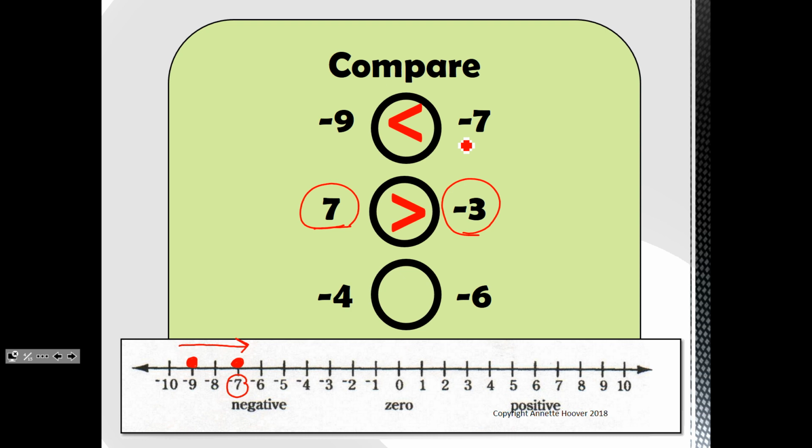Again, down at the bottom, we have two negative integers. We have -4 and -6. Whichever one is farthest to the right is the greater one. So -4 is greater than -6.